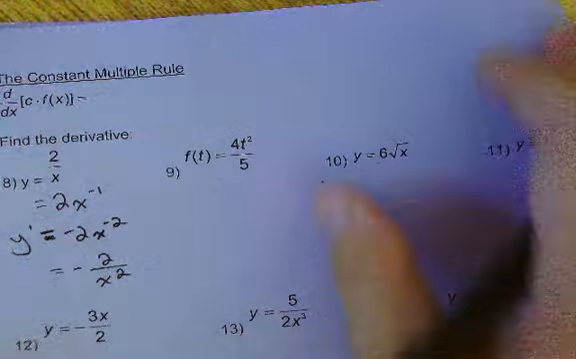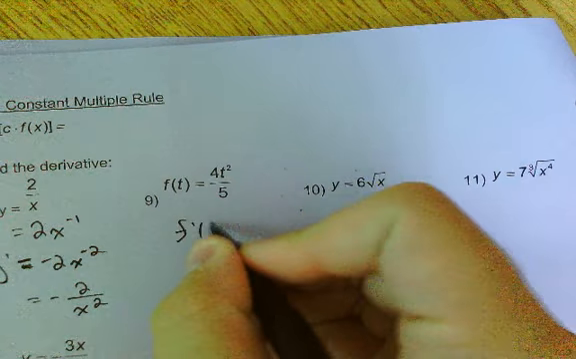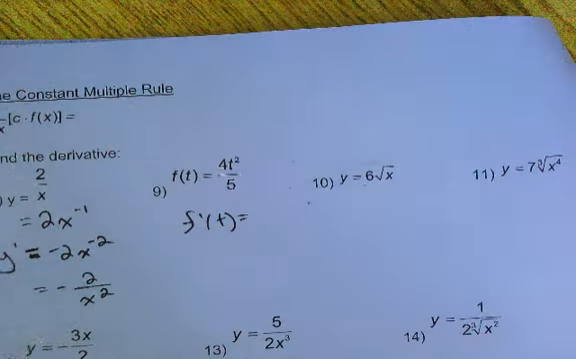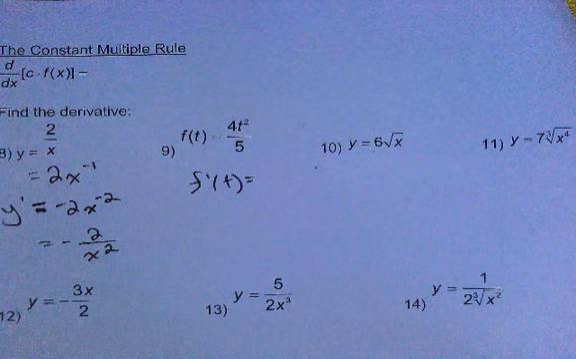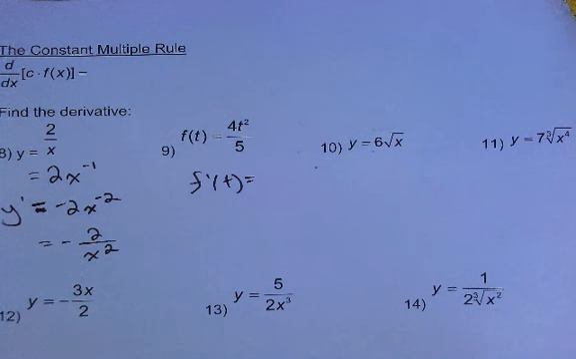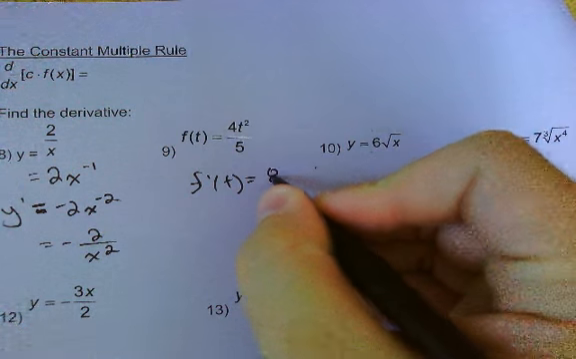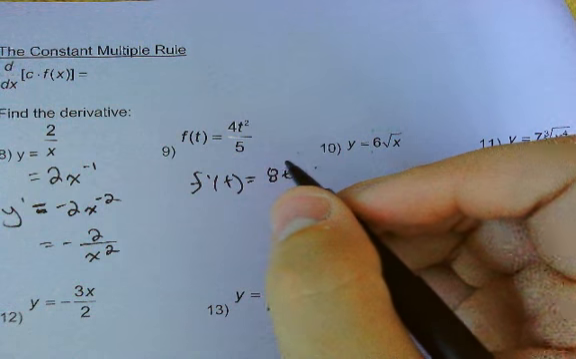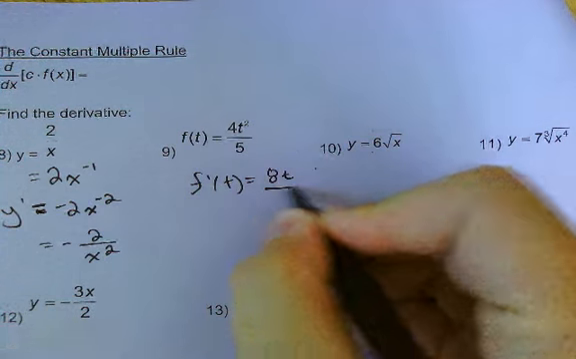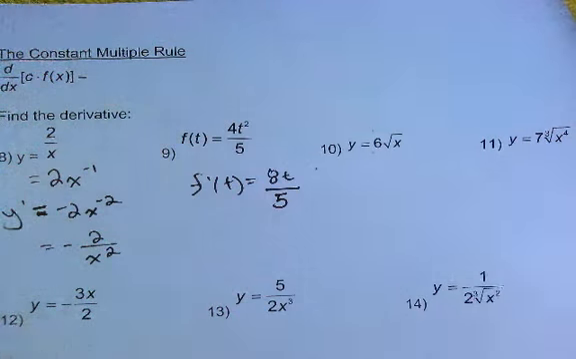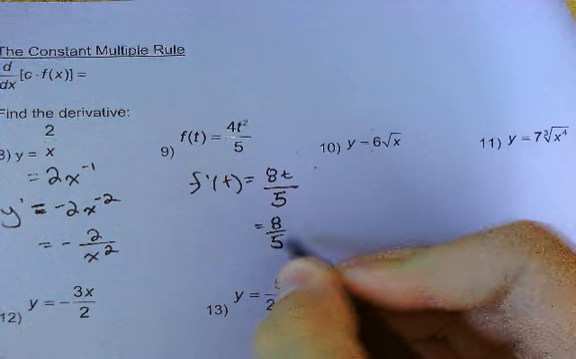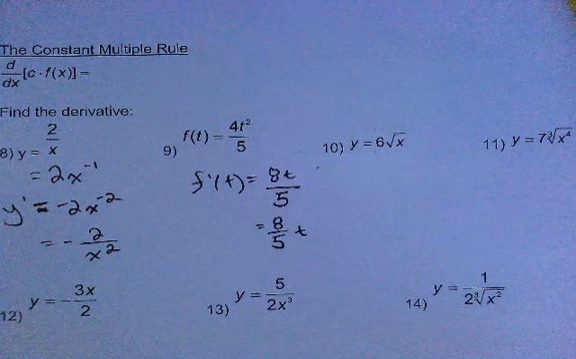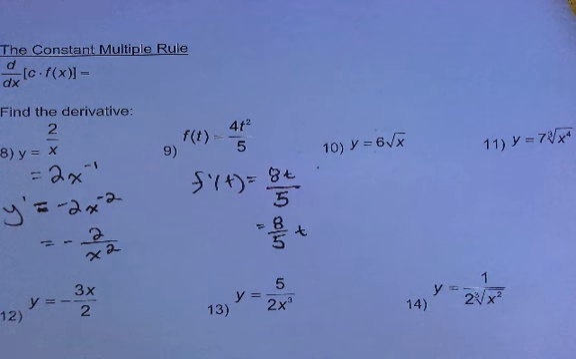So for 9, this would become f prime of t. So we're taking the derivative with respect to t. Any ideas? Multiply the 4 by 2. 8 t to the 1, so we'll leave it naked. That's okay. All over 5. That's it. This could also be written as, this better not blow your mind, 8/5 t. It can be written that way as well. It's just 2 different ways to write the same thing. I don't really care which way you do.